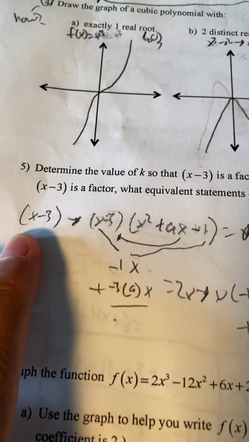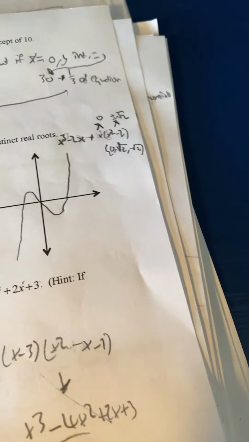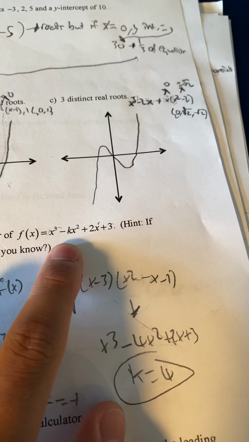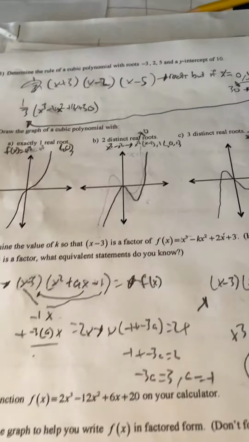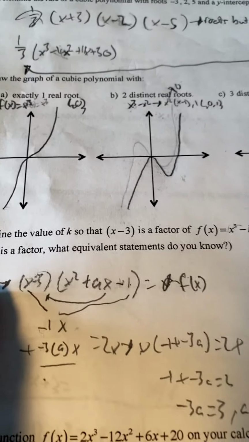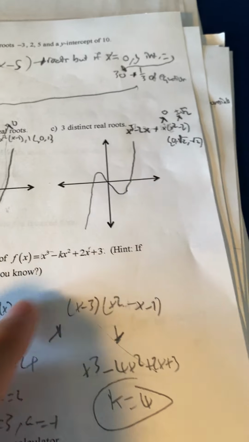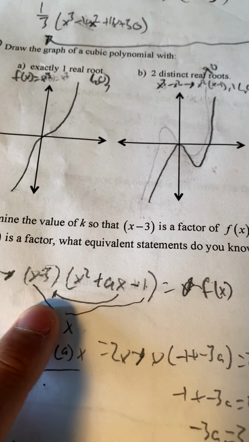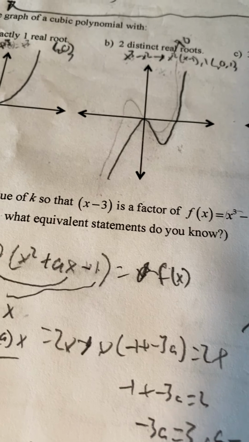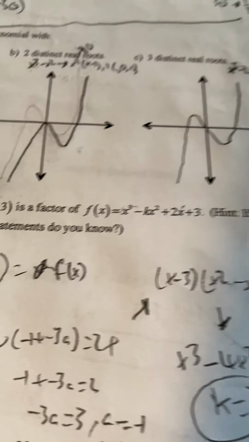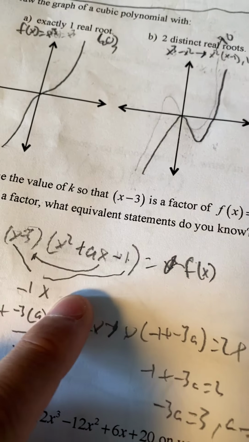So x minus 3. Okay, so the equation is x to the third minus kx squared plus 2x plus 3, and you have to find the value of k such that x minus 3 is a factor. Because of this, and you know that this is a cubic polynomial, you know that x minus 3 times x squared, because x times x squared would equal x to the third, plus ax, because you don't know what the coefficient of x will be, minus 1, because you know that the constant is 3. So you have the negative 3 here and a negative 1, the constant will equal 3.